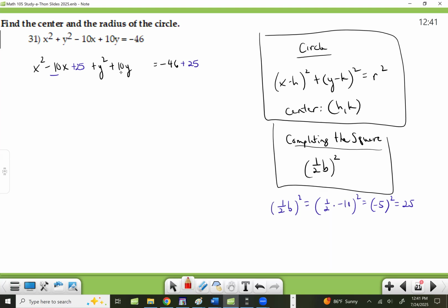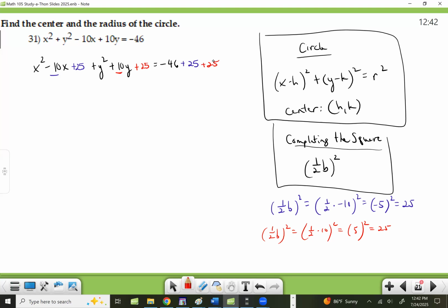Now we're going to repeat that process, but with the y. So we're going to use the positive 10. So again, we're going to have to take half of b and square it. So we're going to take half of positive 10 and square it. So this time we get positive 5. 5 times 5 is 25. So we're going to add a 25 here, and we'll add a 25 on the other side.